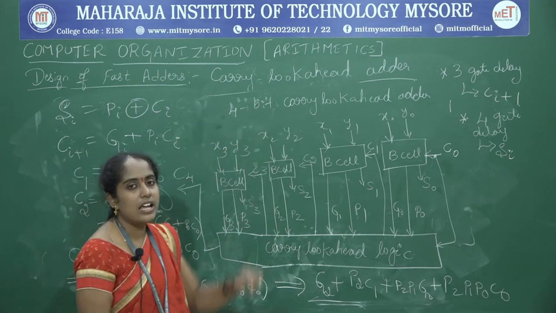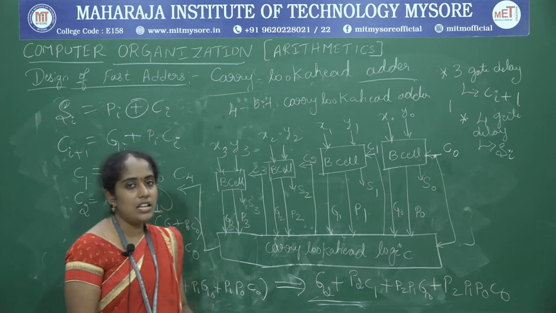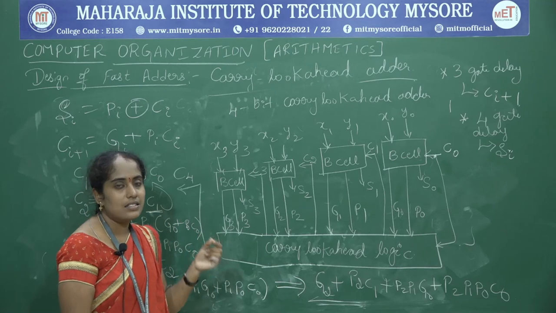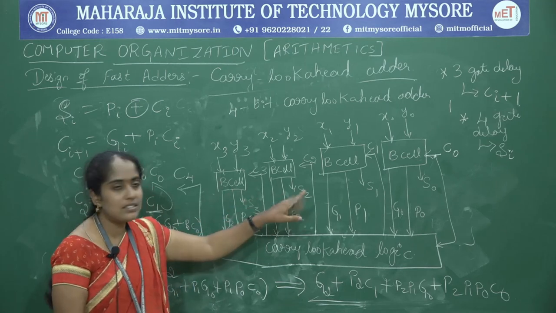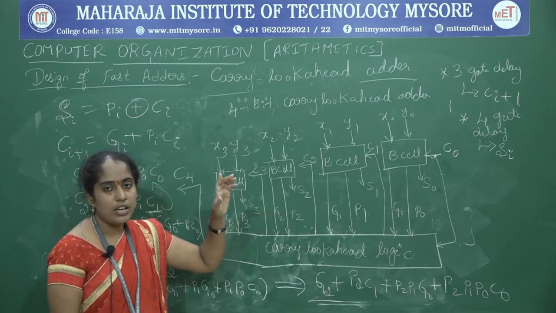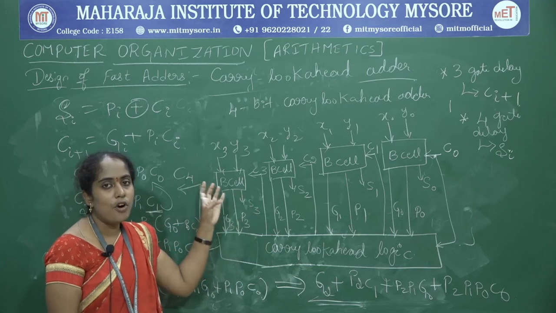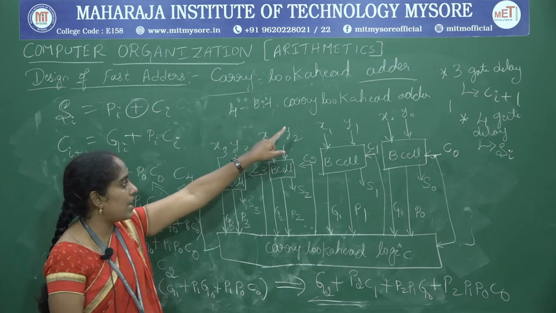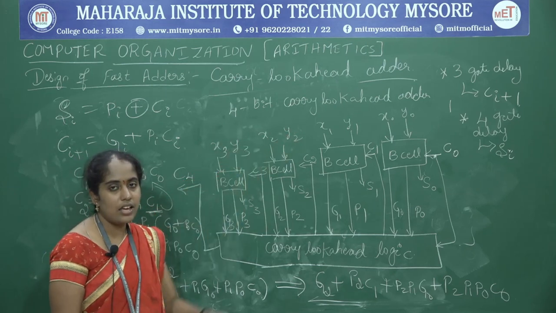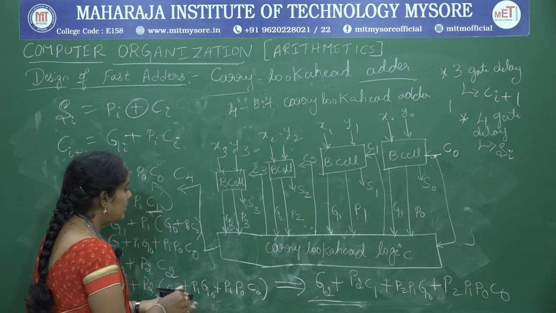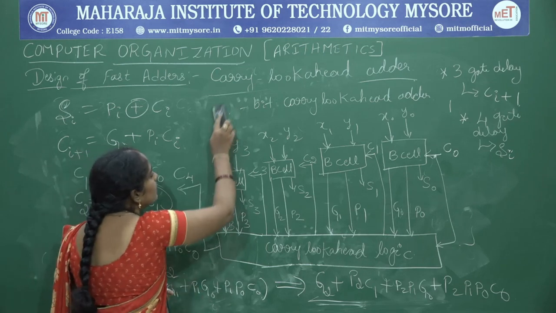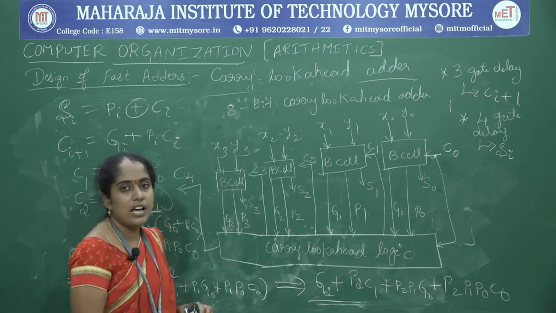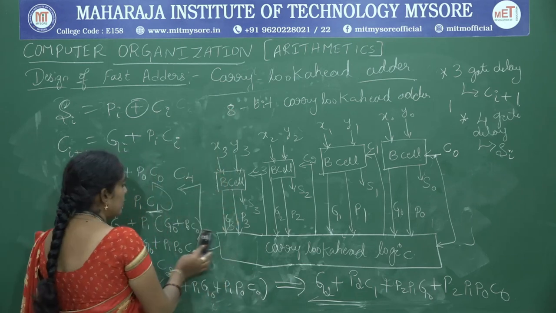By using this diagram you can also write the 16-bit carry look ahead adder. That means you need 4-bit cells. Here the bit cell is nothing but a single bit. Like that, we need 4 cells to write the 16-bit carry look ahead adder. Okay, for example, in the next example, take only the 8-bit carry look ahead adder.